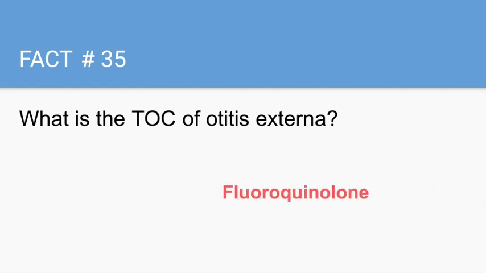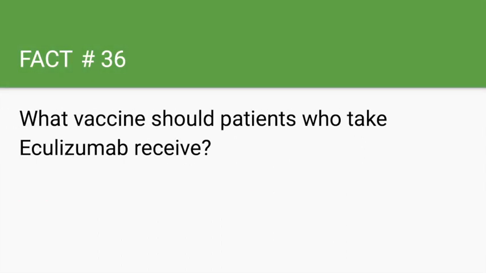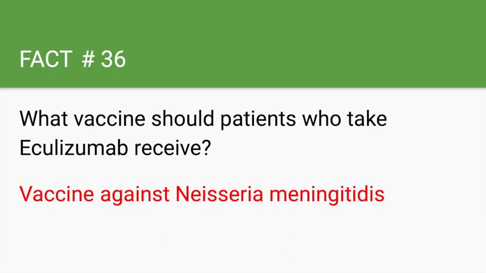What vaccine should patients who take eculizumab receive? These patients should be vaccinated against Neisseria, and basically you need to remember that eculizumab is a monoclonal antibody against C5. So patients who take this medication or patients with terminal complement deficiency should receive their vaccine against meningitis, specifically for Neisseria, because the complement is needed to basically fight or combat this organism.